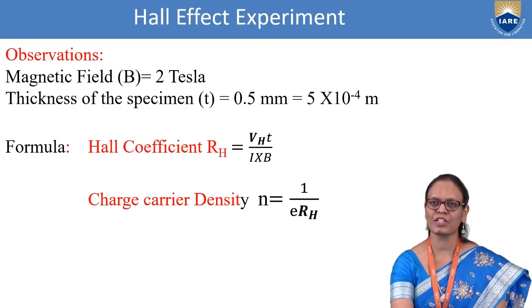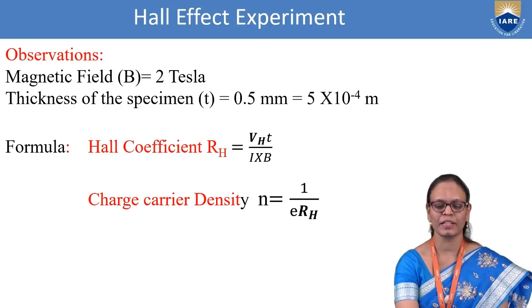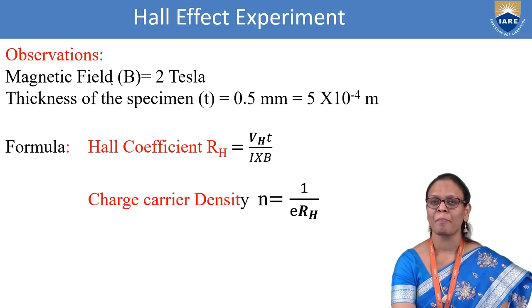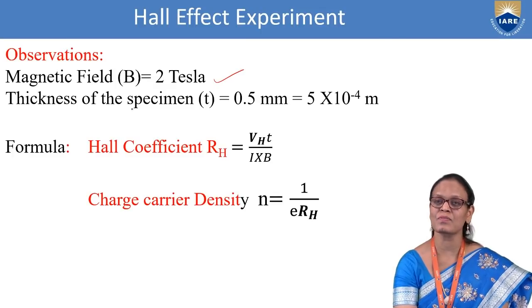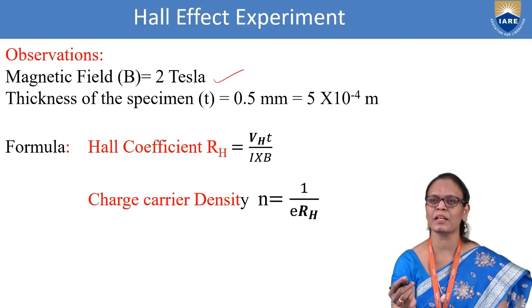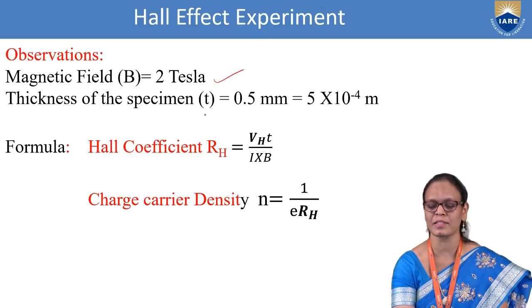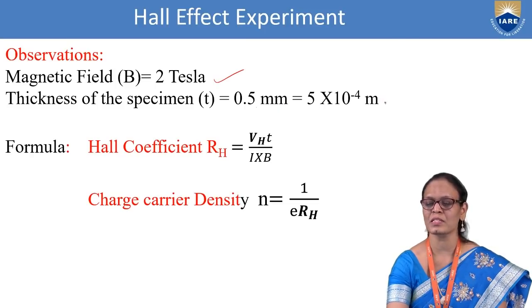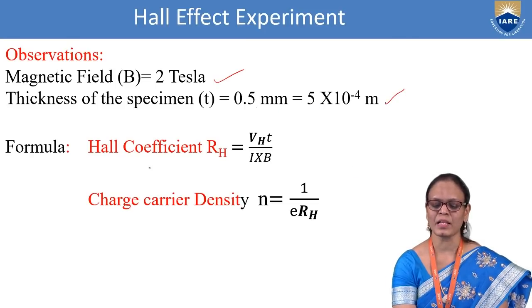Now what are the observations to be noted before doing the experiment? Magnetic field 2 Tesla, and the thickness of the specimen which will be given by the manufacturer. Whatever semiconductor material we are taking, we need to note down its thickness. It is 0.5 millimeter. We will convert it into meter because we are following the SI system.